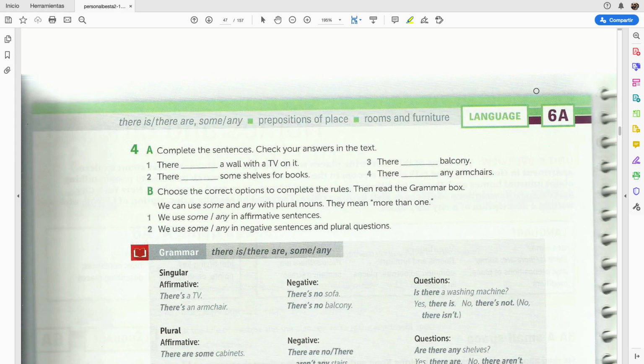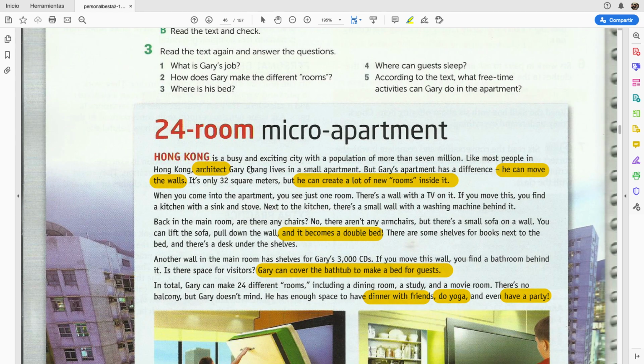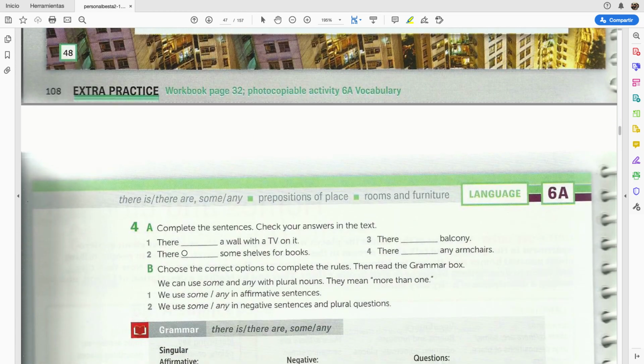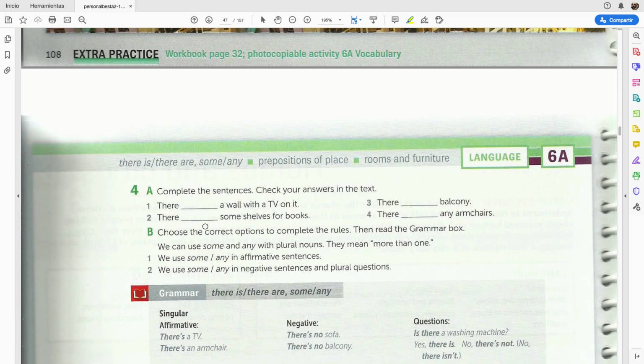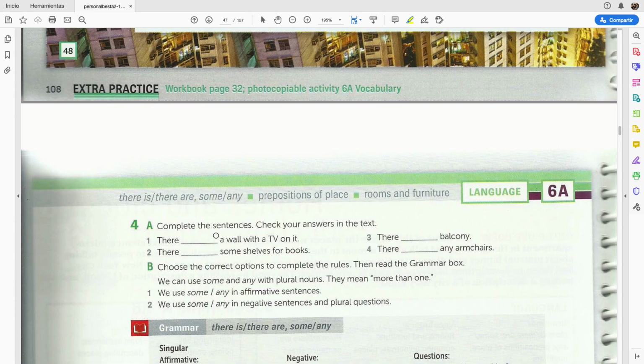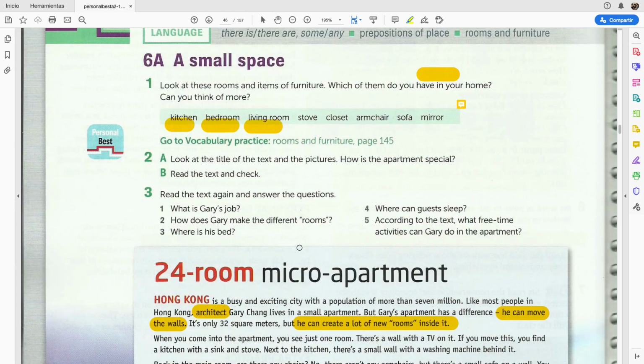So on the next page, there's an activity in which we have to complete the sentences, ask and answer your questions and check your answers in the text. So here, basically what you need to do is to look for information in the text and complete these sentences, okay? So here we have, for example, there is a wall with a TV on it.